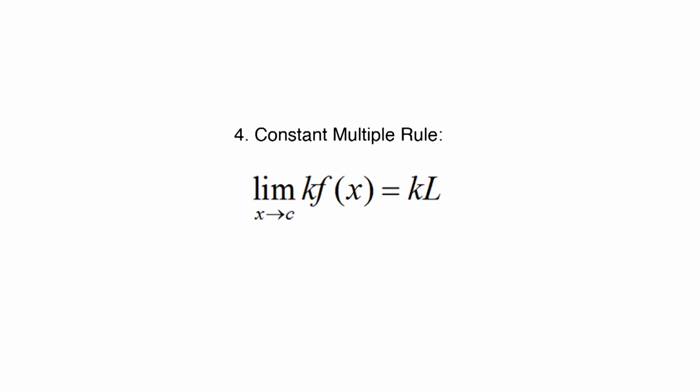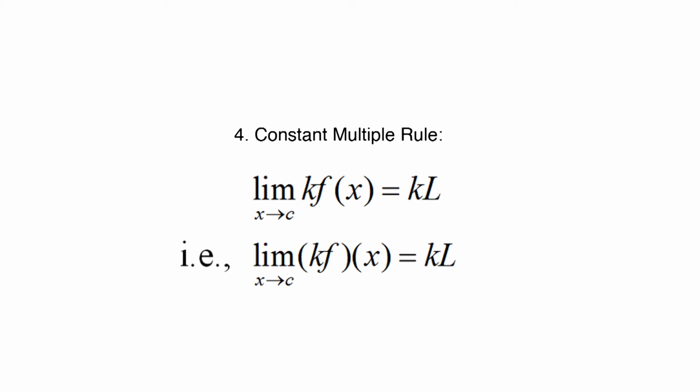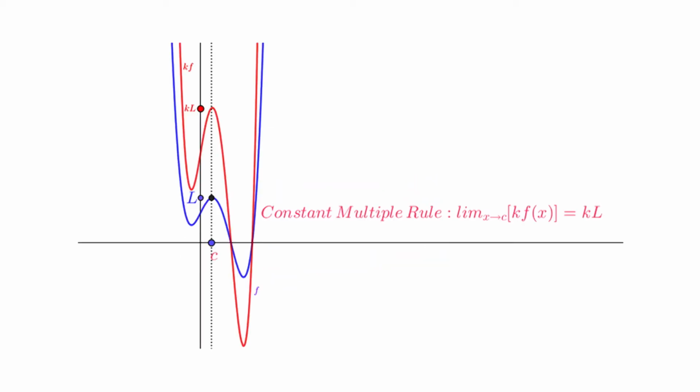If k is any real number, then limit of k f of x as x approaches c is k times L, that is, limit of k f of x as x approaches c is k into L. That is, the limit of a constant times a function is that constant times the limit of the function.